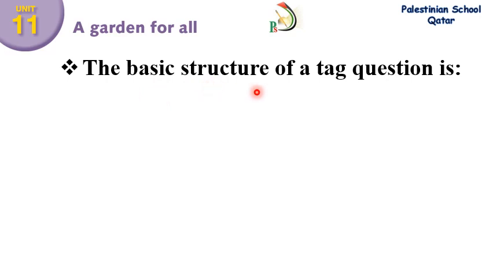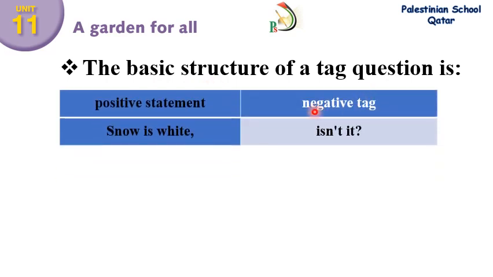The basic structure of a tag question is positive statement and negative tag. For example, snow is white, isn't it? Look here, snow is the subject, is is the verb, the main verb here, white. Isn't it? Look, it refers to snow and is comes here, okay?